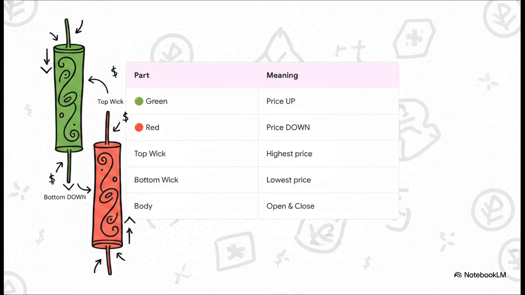But the real insight is in the wicks, those thin little lines at the top and bottom. Insightful traders look at wicks to read market psychology. For example, a really long top wick tells us that buyers pushed the price up, but then got completely exhausted and overwhelmed by sellers who drove it right back down. That's exactly the kind of psychological clue you need to spot.